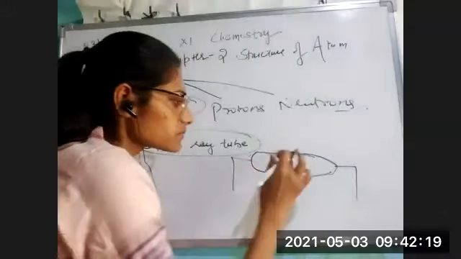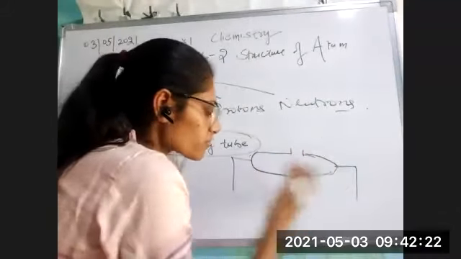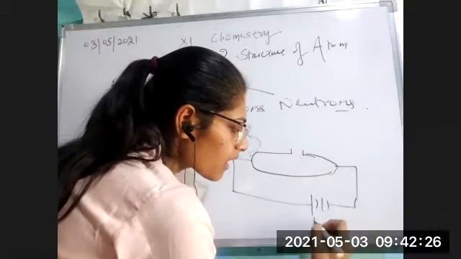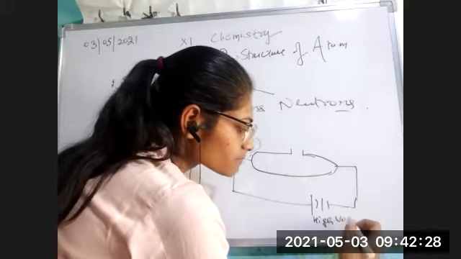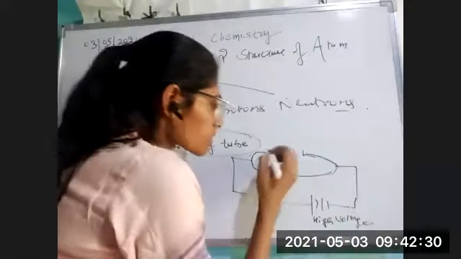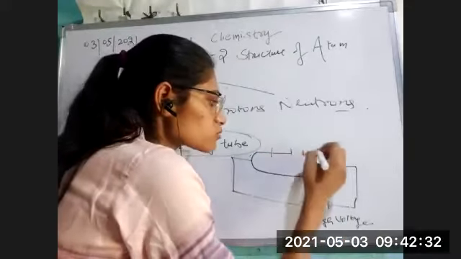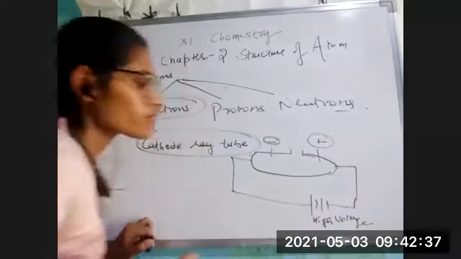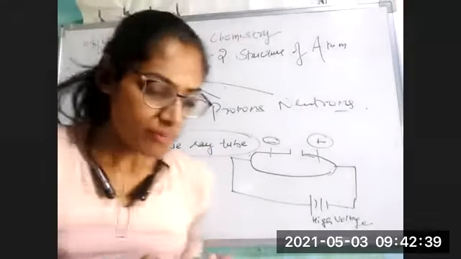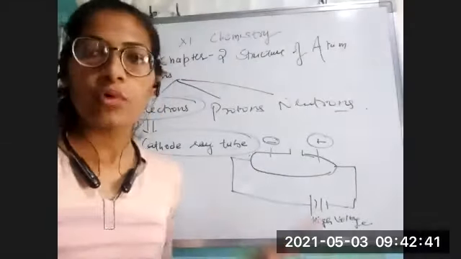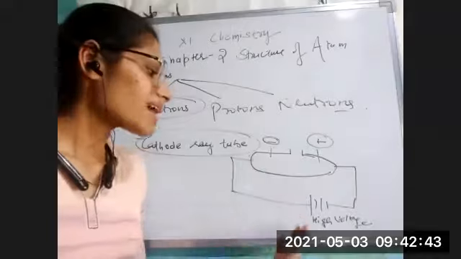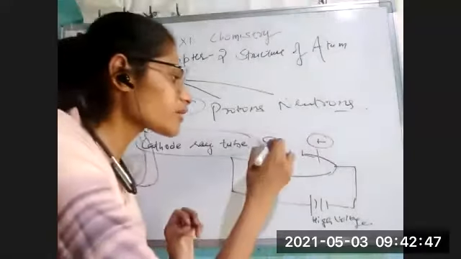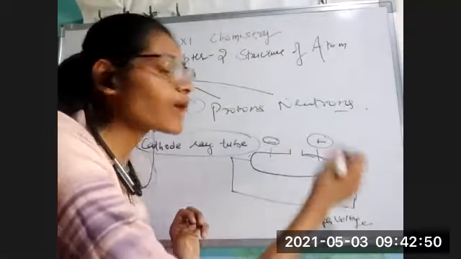The way he proved it was that he put a vacuum tube here and a high voltage battery, and he put two particular electrodes here, a cathode and an anode. Okay, so what did he do? With the help of high voltage, he passed an electric current from the cathode to the anode.